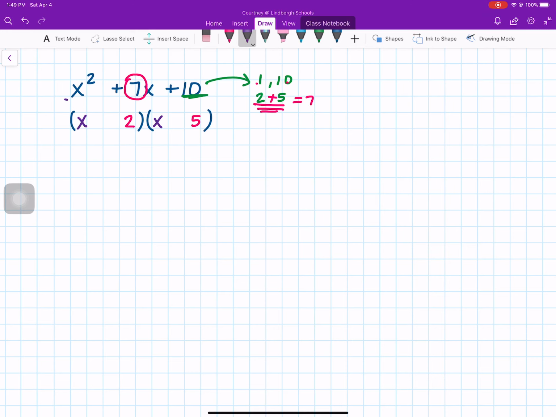Now you can do a check. 2 times x is 2x. 5 times x is 5x. So you have 2x plus 5x, which adds up to be 7x. And since 7 is positive, both of these are going to be positive. So your answer is x plus 2 times x plus 5.